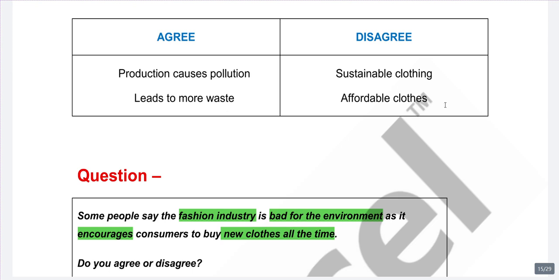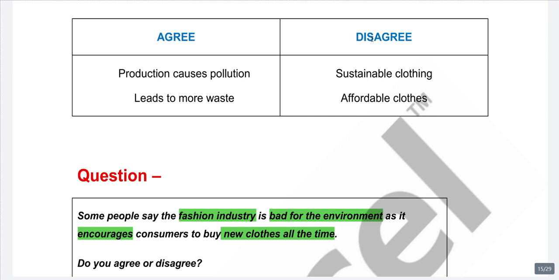And if I want to disagree, I will say no, it's not bad for the environment. Why? Because they are making sustainable clothing, like they are using organic fabric, organic cotton, or recycled material. So that's why they are sustainable. Or a second thing, because the amount of clothing made is huge, they are making affordable clothes. So you can pick any one side and you are good to go. It doesn't matter whether you agree or disagree with the particular question.